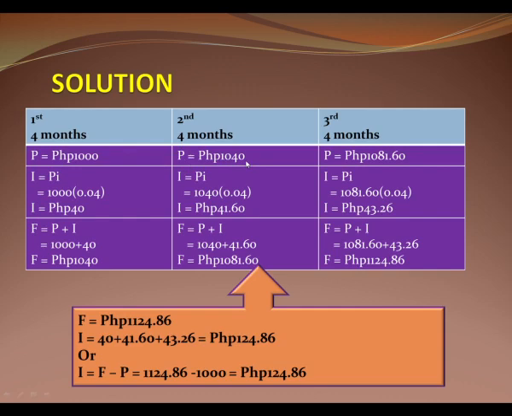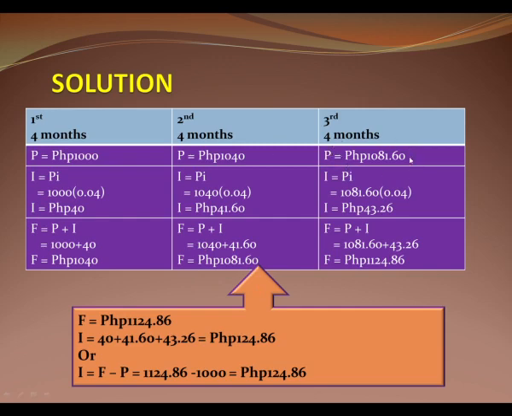For that conversion period, looking for the interest I using the same formula, principal multiplied by the periodic rate i, the principal now is 1,040, multiplied by 4%, so the interest earned after another 4 months is 41.60. And then for that conversion period, the final amount will be the principal, which is now 1,040, plus the interest earned, which is 41.60. So for that second conversion period, the final amount now is 1,081.60.